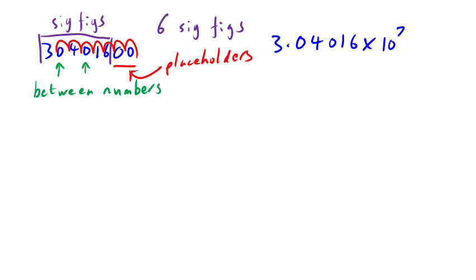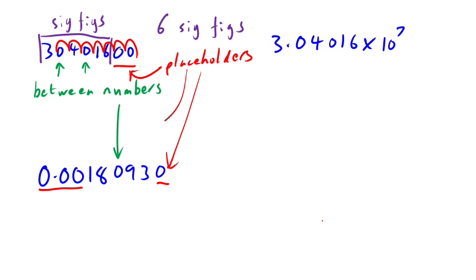Let's have a look at another one, let's try a small one. So we've got 0.00180930. So which ones are important? Well, that one is between numbers, and these are definitely placeholders here. That's just moving the 1 and the 8 across, and also this one. So we've got our placeholders here. Unless someone tells us that last 0 was measured, it is considered a placeholder.